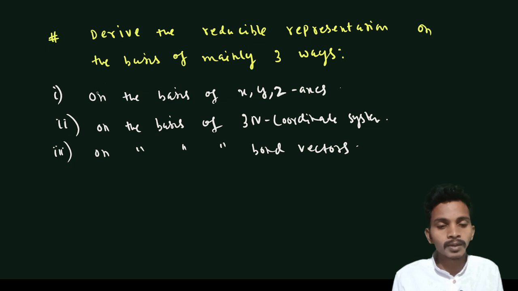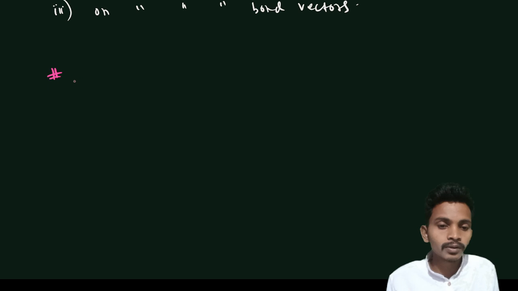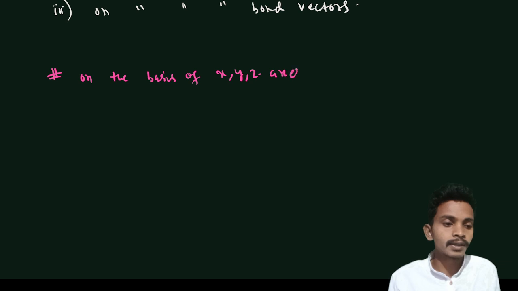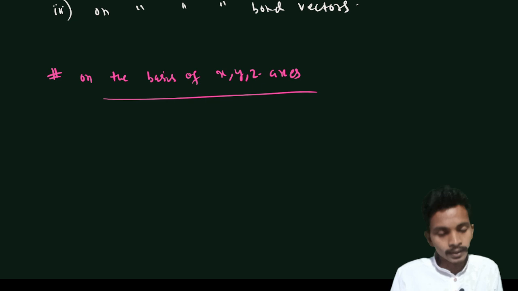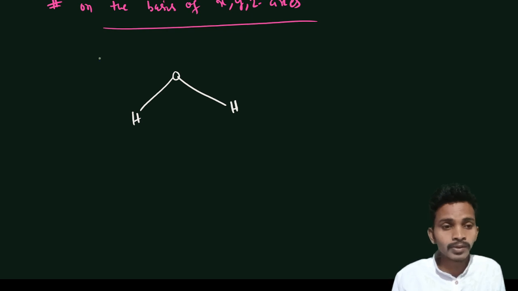So we will discuss one by one. First we will go with the x, y, z axis basis. If we discuss on the basis of x, y, z axis, let's say any water molecule. You can take any example, but first we take the water molecule. Here the point group is C2v, and what are the elements there?